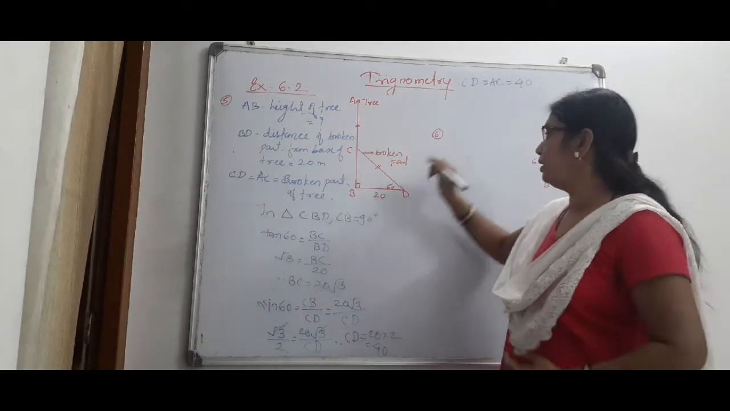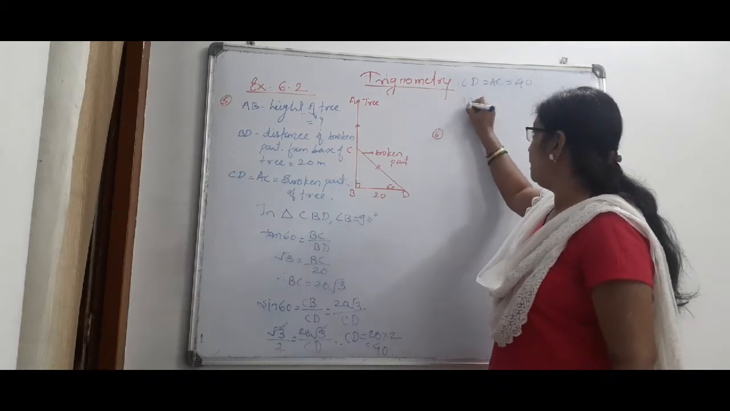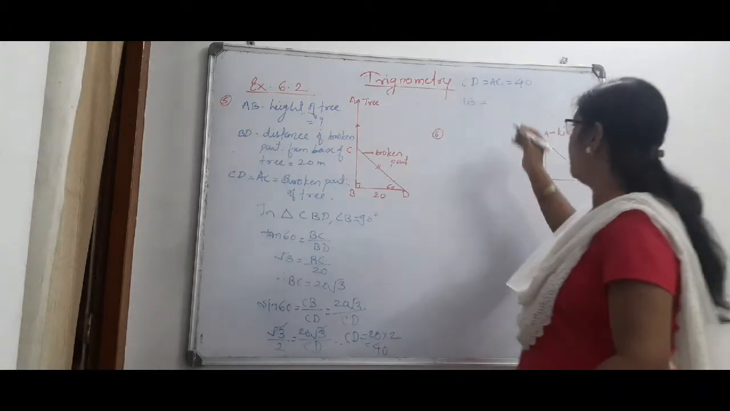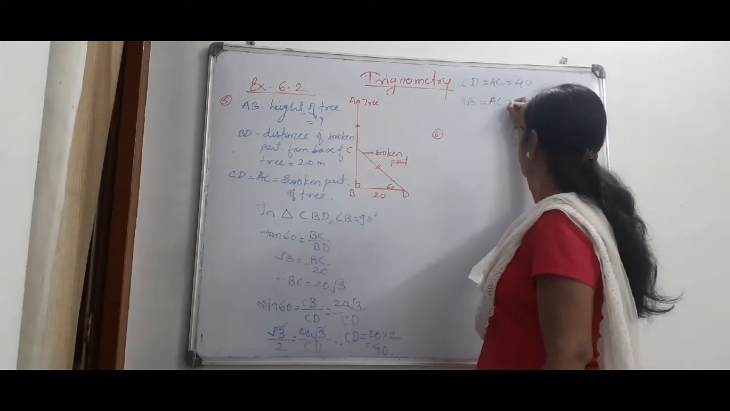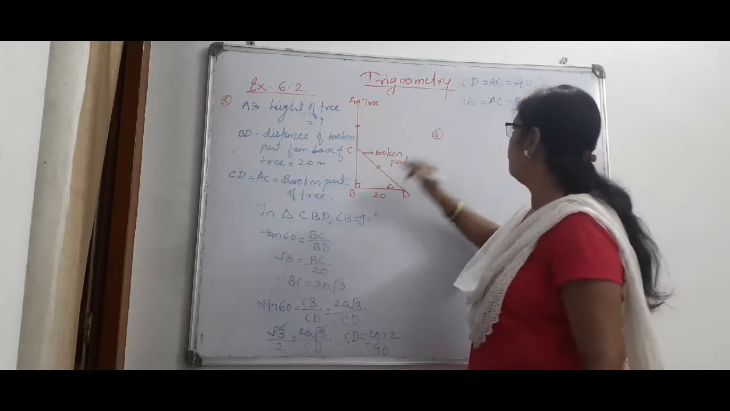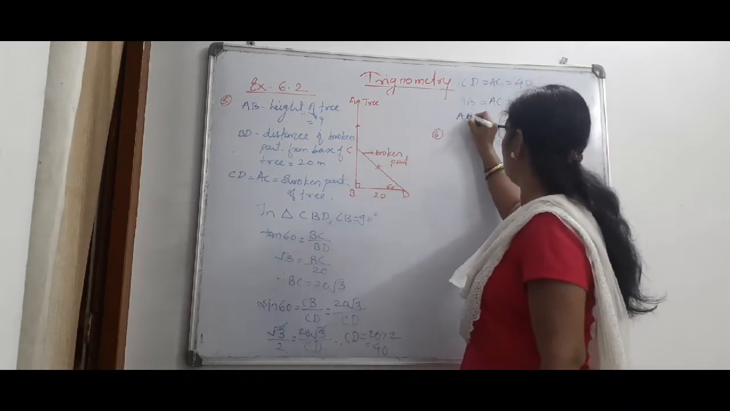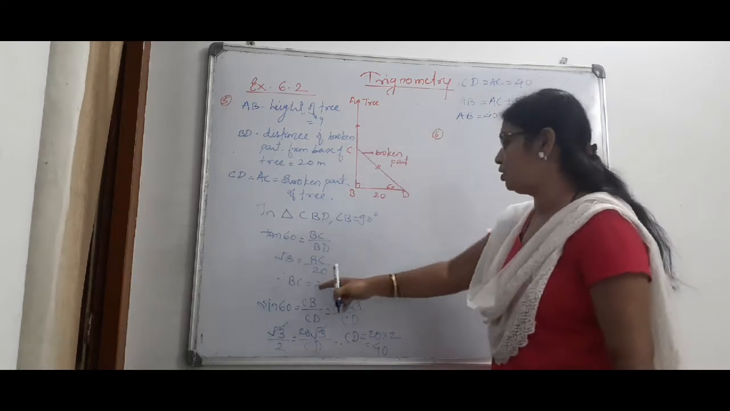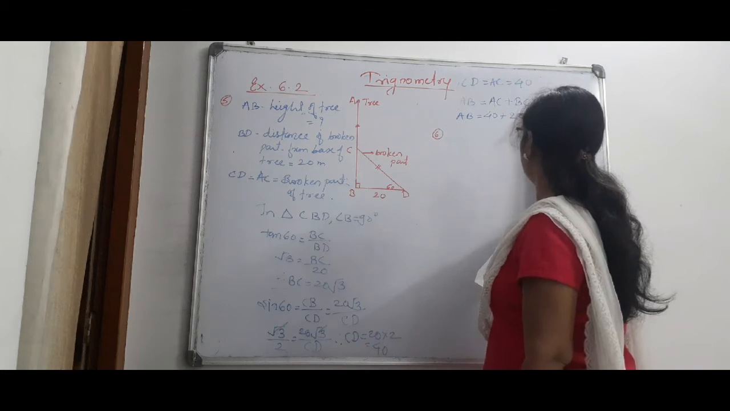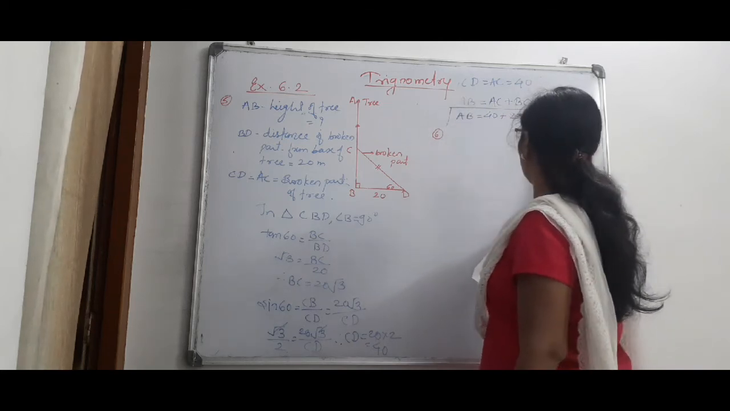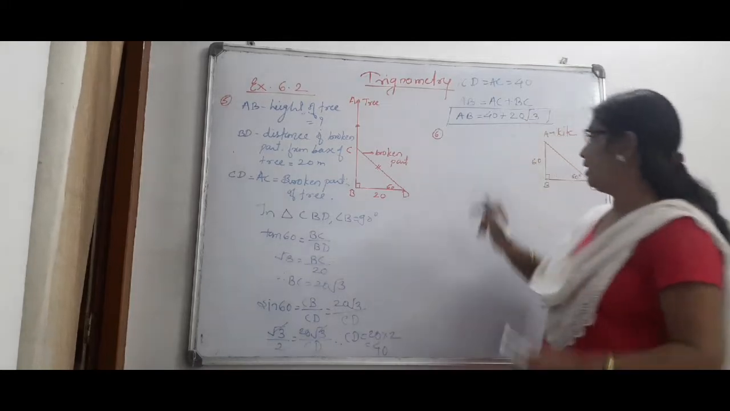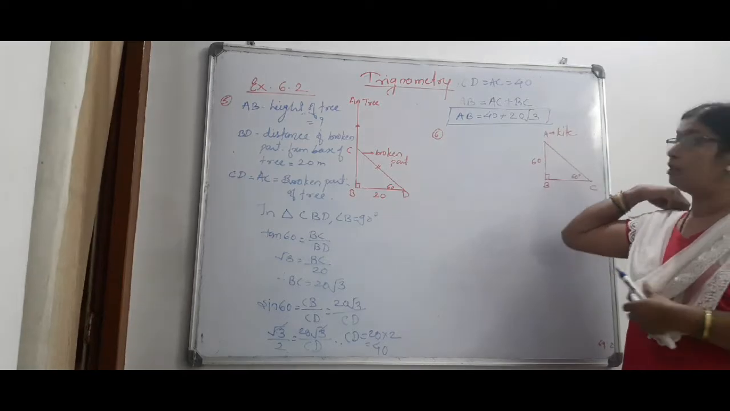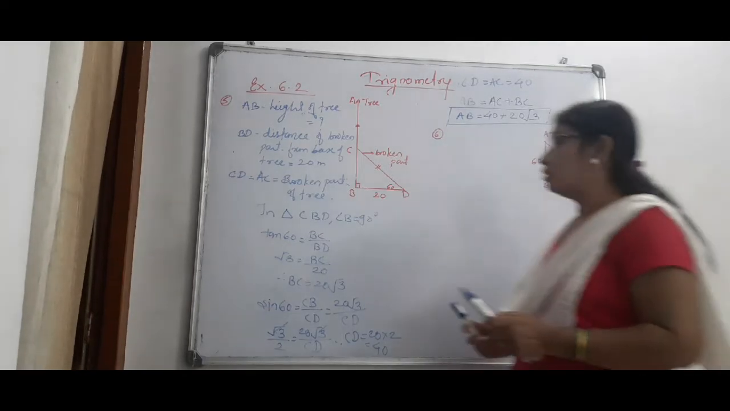Now what you have to find out? AB. So AB is equal to AC plus BC. Now AC is how much? 40. And BC is how much? 20 √3. So what is your answer? Height of the tree is 40 plus 20 √3. Now here if the value of √3 is given, you have to put the value of √3 and then find out the answer.